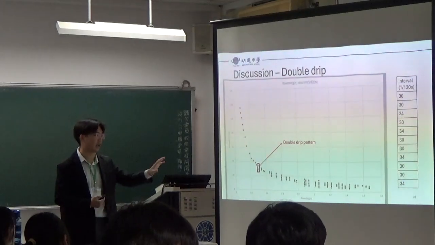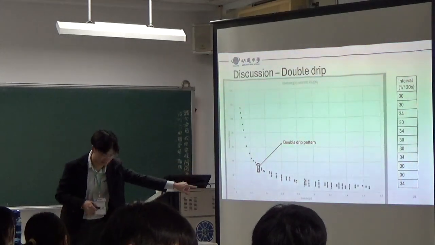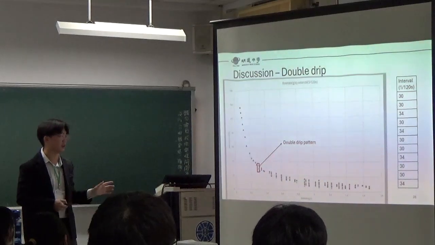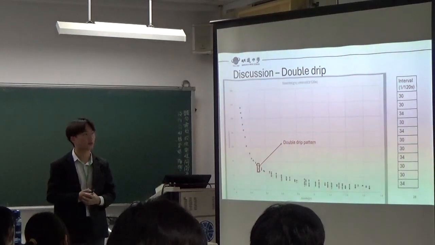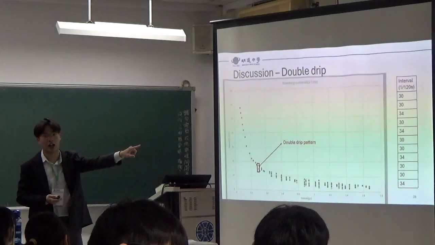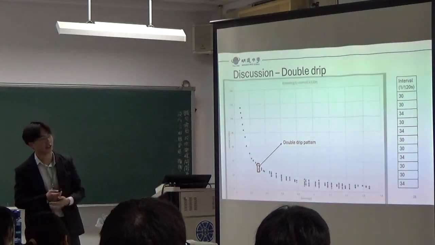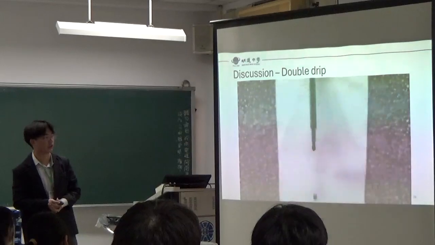So as you can see, at this flow rate, it could correspond to two certain time intervals. So this is my data, as shown on your right here, and this is the video showing that.